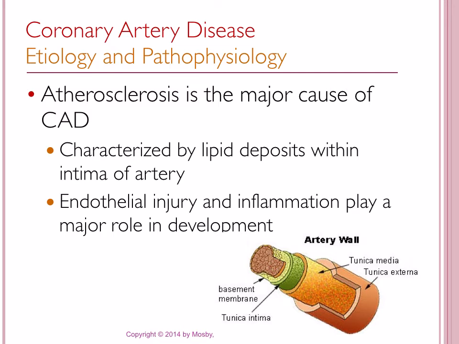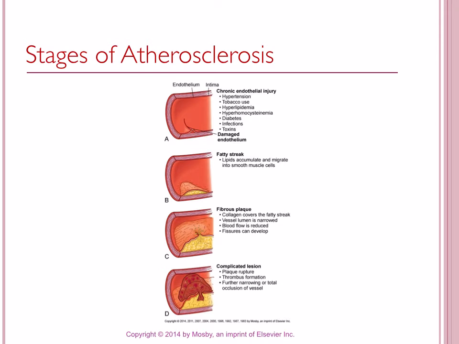Endothelial injury and inflammation play a major role in the development of coronary artery disease. In this slide, there are stages of atherosclerosis. Looking at so much explanation and so many words here, you don't need to worry. It's just telling you the progression, how a small, simple fatty streak, through development over many years, became a complicated lesion, and it became so dangerous that it had the capacity of stopping blood circulation in the heart, and the patient has a heart attack.